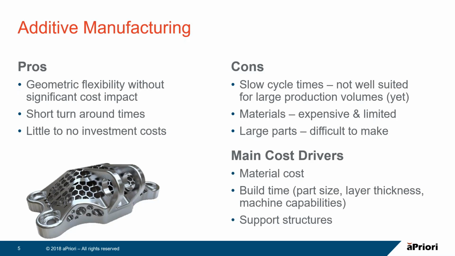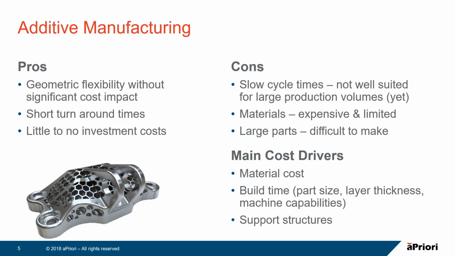And finally, in terms of drawbacks, large parts are quite difficult to make currently because the build volumes on these machines are still fairly small. So in order to make large components, they often will need to be manufactured in multiple bits and then fused together.